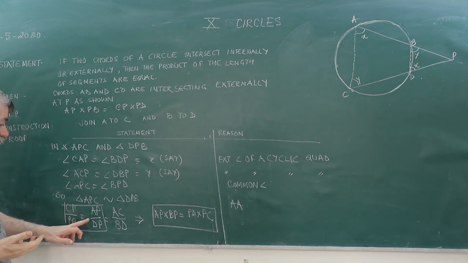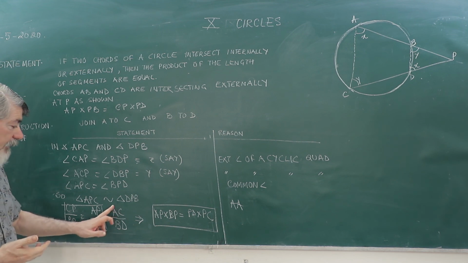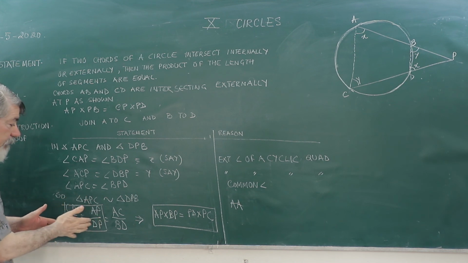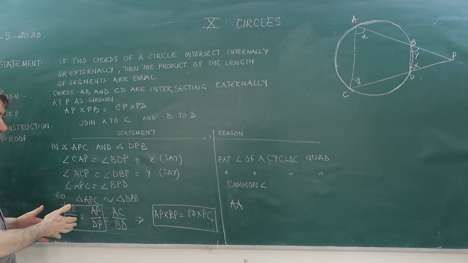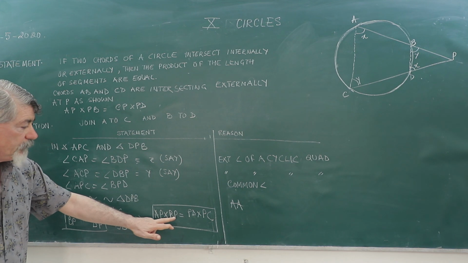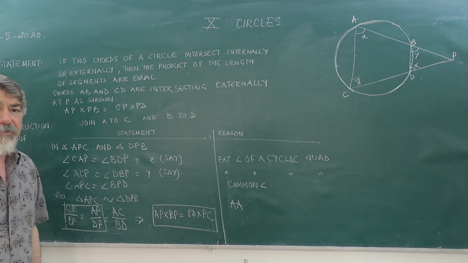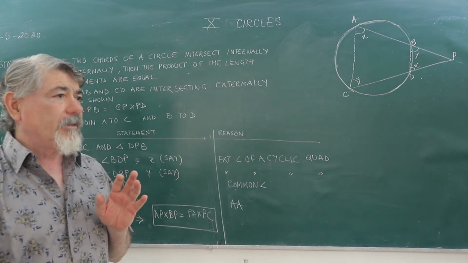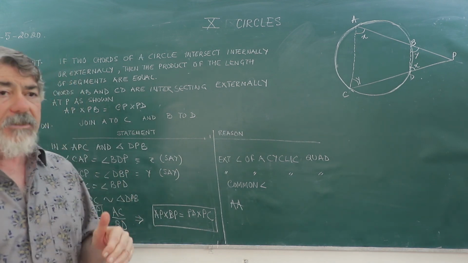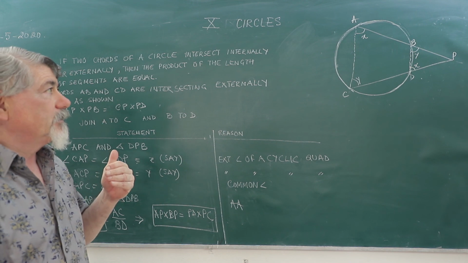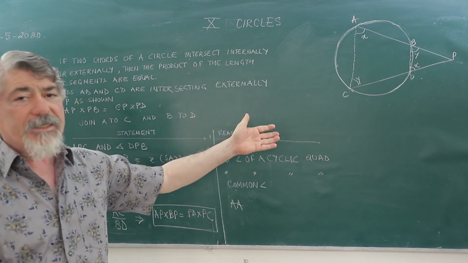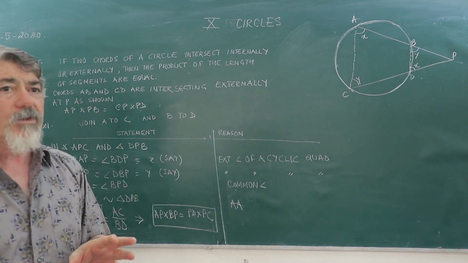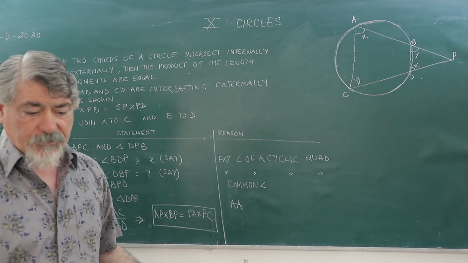Now I need CP, AP, BP, DP, and I don't need AC, BD, so I just ignore it and cross multiply these two ratios, and I get AP into BP is equal to PD into PC. So whether the two chords are intersecting internally or intersecting externally, the product of the length of segments of the chords will always be equal. Thank you.